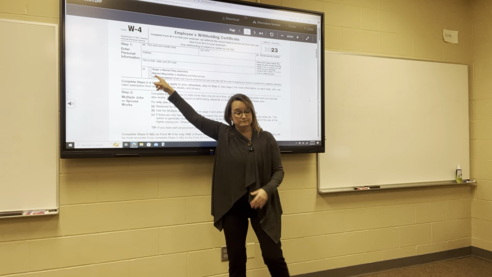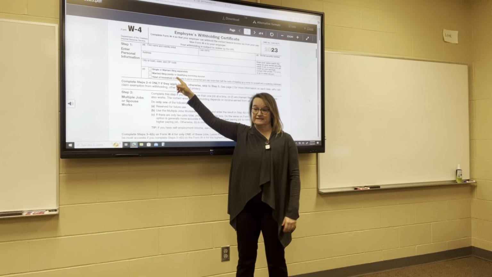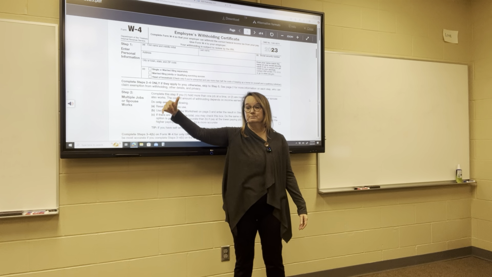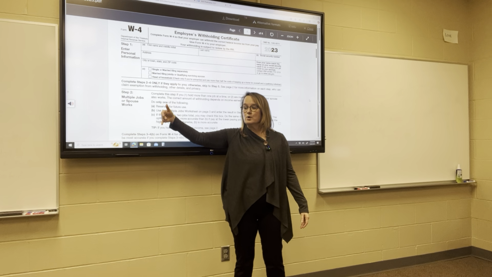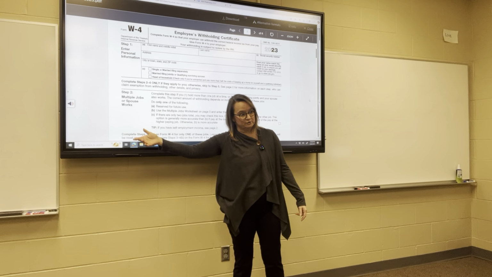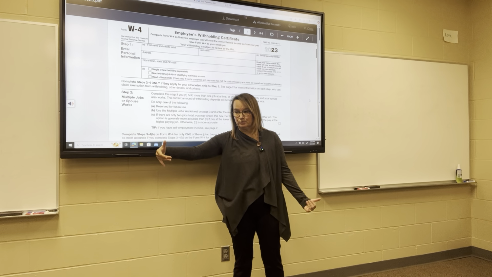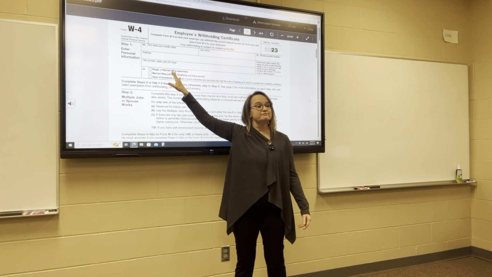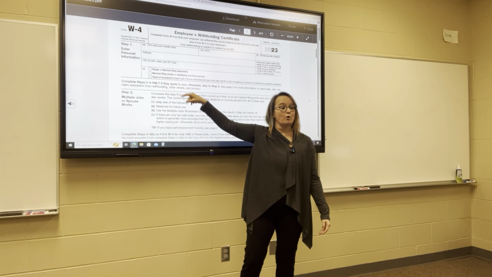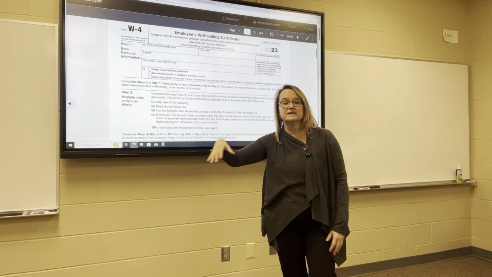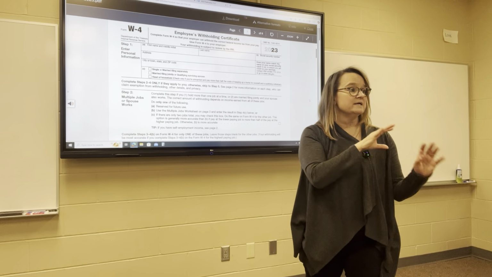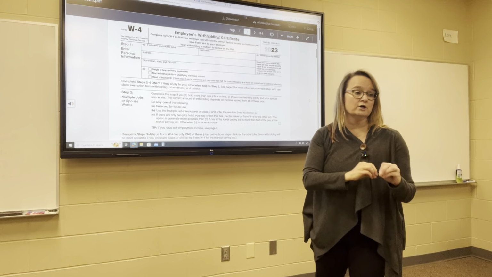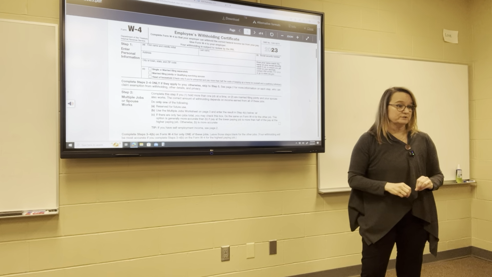This part here is filing status. And if any of you have ever filed your own tax return before, you know that in order to file your income tax return in April, you have to know what your filing status is. So this filing status on the W-4 corresponds with the filing status that the employee has used or plans to use for their individual income tax return.